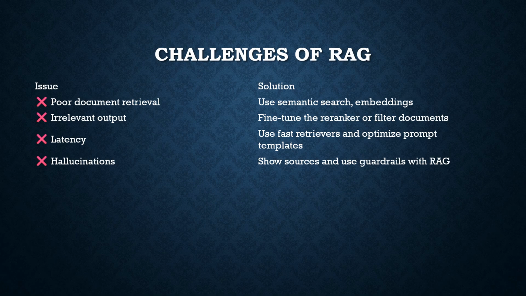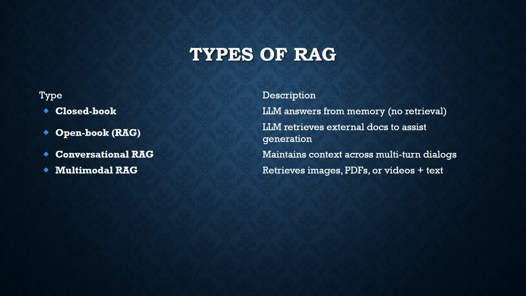Latency is an issue, so use fast retrievers and optimize prompt templates so that it provides you the latest information. Hallucination is also there, because if the source documents are not updated, and it is showing sources as well, then there can be an issue of hallucination.